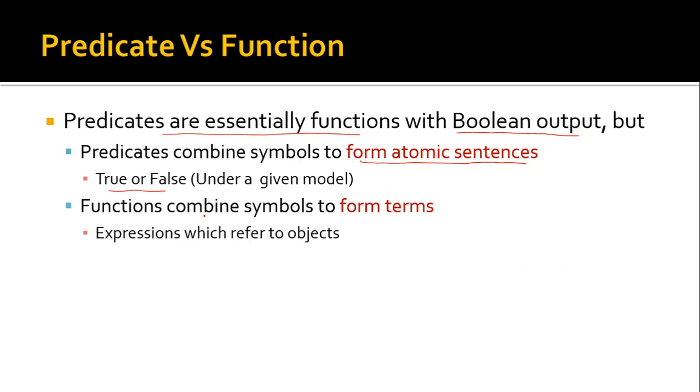Now the functions also combine symbols, but what they really form are terms. So what are those terms? They are expressions which refer to objects. For example, the lead actor of, say, Three Idiots. It is a term, but it is not an atomic sentence. This lead actor of Three Idiots has a distinct value as an object, but it does not have a truth value.